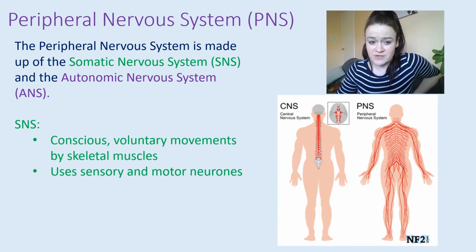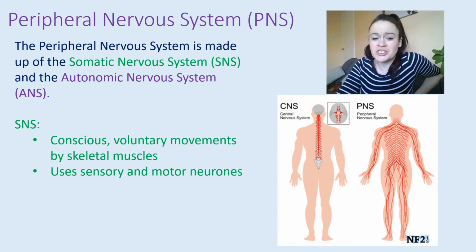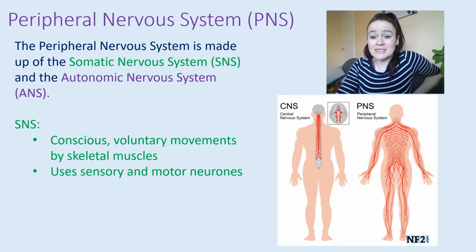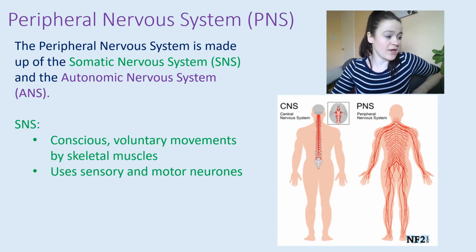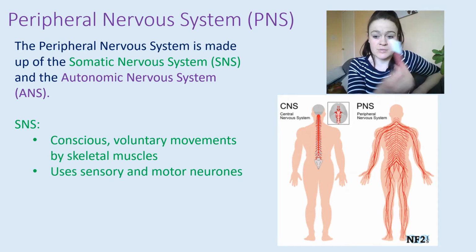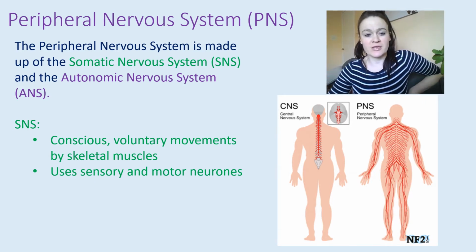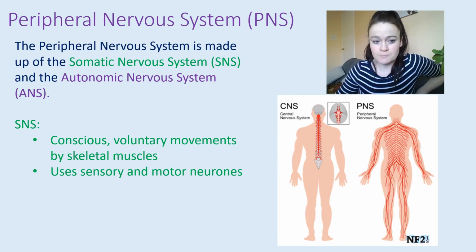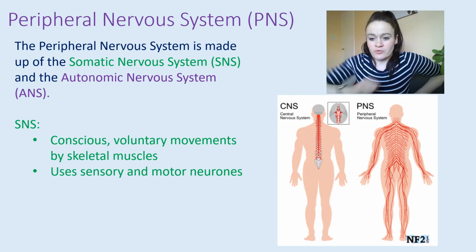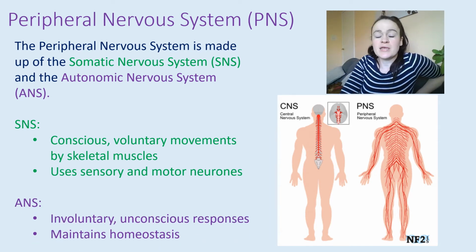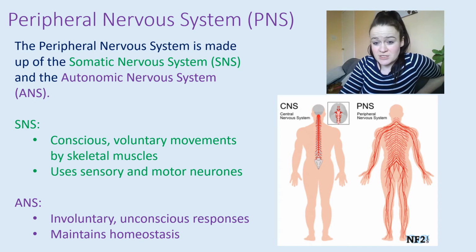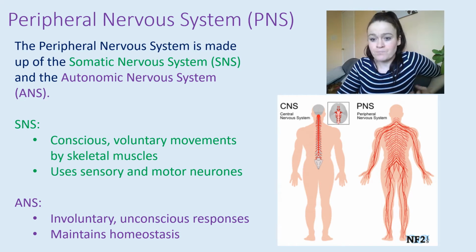So the somatic nervous system is responsible for conscious, voluntary movements by skeletal muscles. So these are the things that you might think about doing, like running, or maybe you might actively think about moving this lip gloss over here, something like that. It's all about skeletal muscles. So movement. Your autonomic nervous system is about involuntary, unconscious responses, often linked with homeostasis, so breathing, heart rate, those sorts of things.